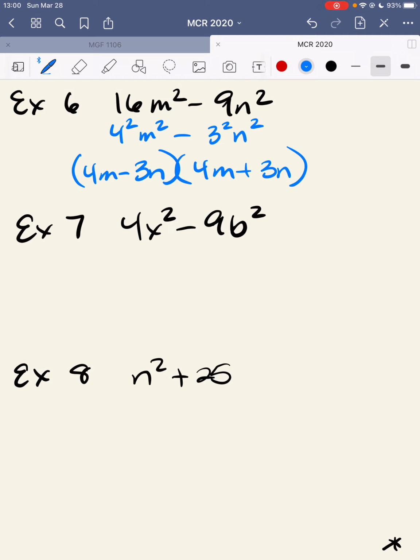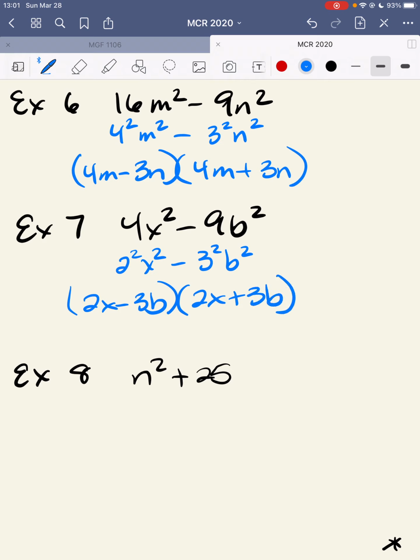All right, let's look at example 7. I totally encourage you also to work these out beforehand. All right, also 4 is a perfect square, 2 squared. x squared is a perfect square. 9 is a perfect square, b is a perfect square. So this one would be 2x minus 3b, 2x plus 3b. And make sure that you multiply and go ahead and check these out. Example 8, n squared is n squared, 25 is 5 squared, but there's a plus in between. This one is prime, this does not factor.